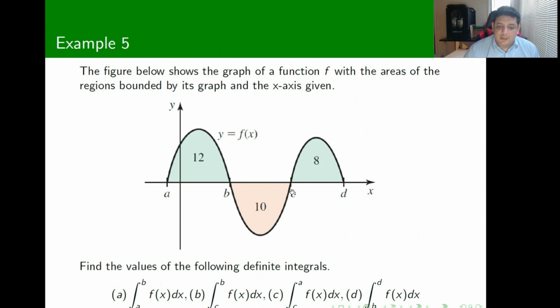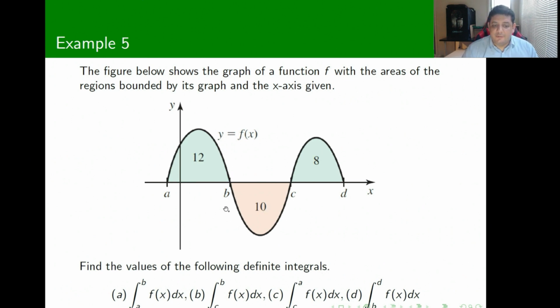From C to B, notice that we're going in this direction backwards, and going backwards gives me a negative. It turns out that the area is minus 10, but because it's going in the opposite direction, this integral is 10. We'll see that property more later, but take this into account. Normally from B to C it would be minus 10, but because we're going from C to B, it becomes plus 10.